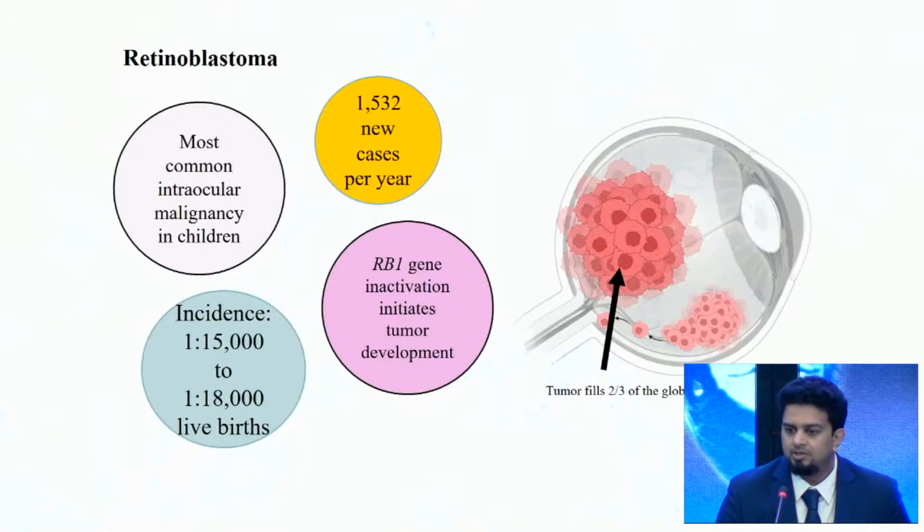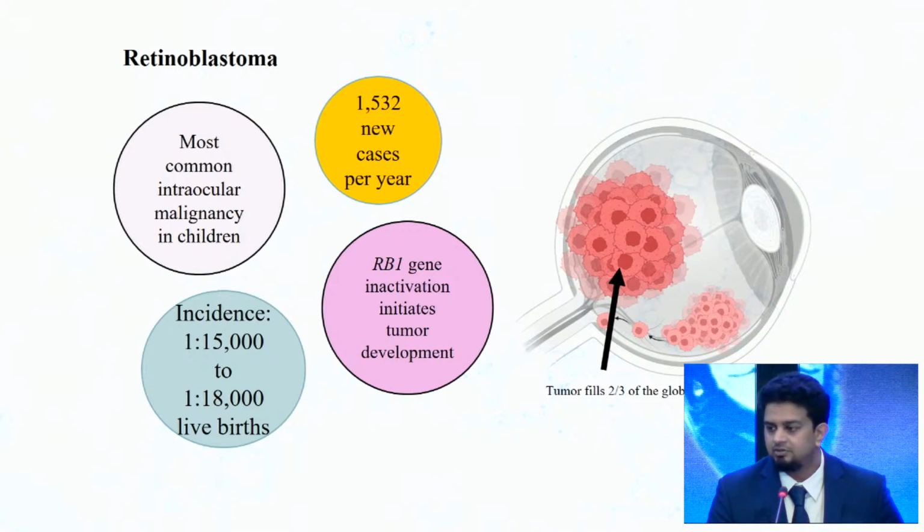Retinoblastoma is the most common intraocular malignancy in children, which affects a single eye or both eyes. Globally, the incidence of retinoblastoma is constant at 1 in 15,000 to 18,000 live births. In the US and in Europe, over the last decade, the incidence rate has increased. However, India accounts for the highest global burden of retinoblastoma cases, with 1,500 cases reported every year.